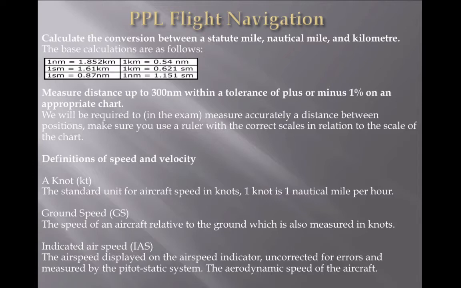Definitions of speed and velocity, you probably all know this, but a knot is the standard unit for an aircraft speed in knots. 1 knot is 1 nautical mile per hour. Ground speed, speed of an aircraft relative to the ground, which is also measured in knots. Indicated airspeed is the airspeed displayed on the airspeed indicator, uncorrected for errors. Please remember that it's uncorrected for errors, and measured by the pitot-static system, the aerodynamic speed of the aircraft in its entirety.